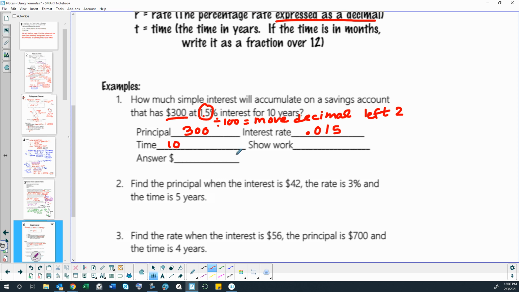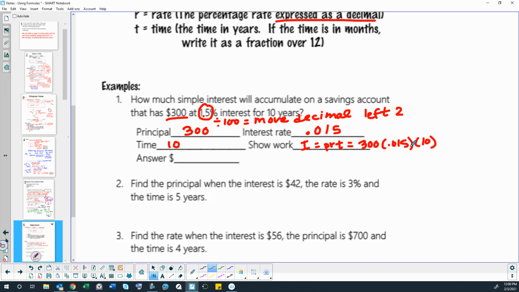So notice how it's in years, not in months. So we don't have to divide by 12. We just say 10 years. Now here's where we're going to show our work. We're finding the interest. So I equals P. I'm just going to go ahead and write the formula down, and then I'll put the numbers in. So PRT. So P is principal, 300. R is rate, 0.015. And then T is years, 10.